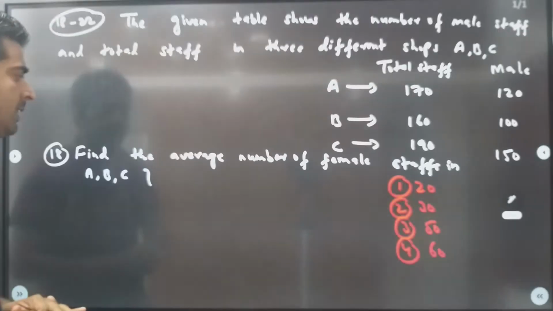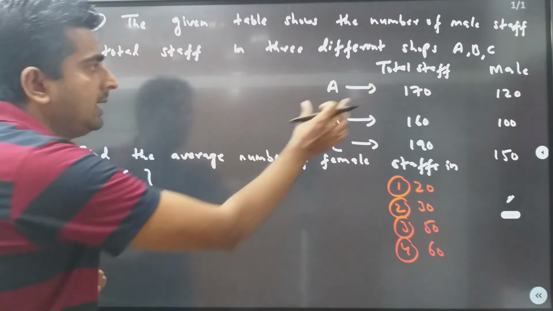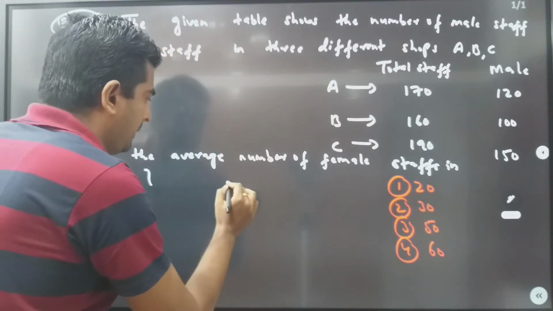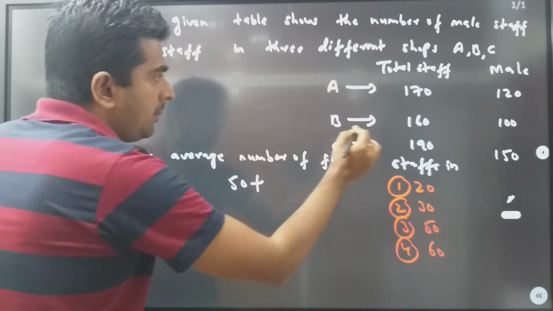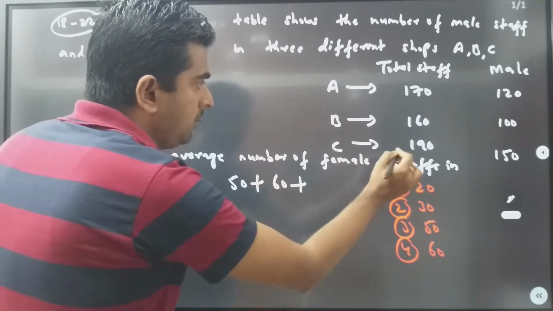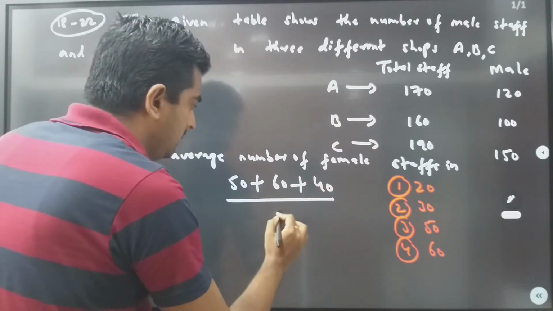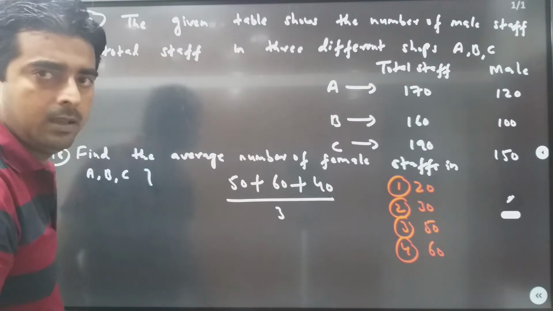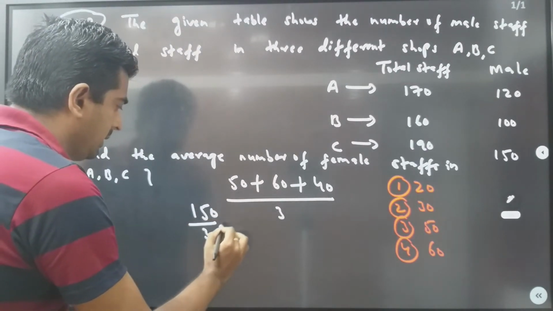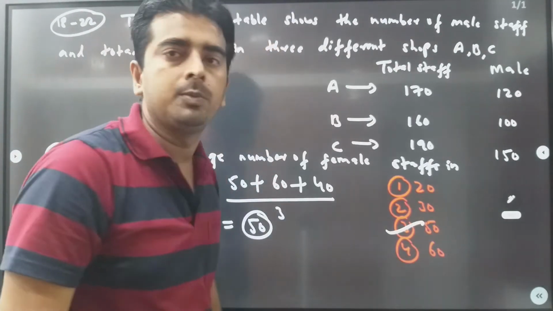Now what they are asking: find the average number of female staff in A, B, C. In A, how much female is there? 170 minus 120, so 50. In shop B, 160 minus 100 is 60. In shop C, 190 minus 150 is 40, divided by total, which is 3. 50 plus 60, 110 plus 40, 150 by 3, what is the answer? 50. My answer is third option.